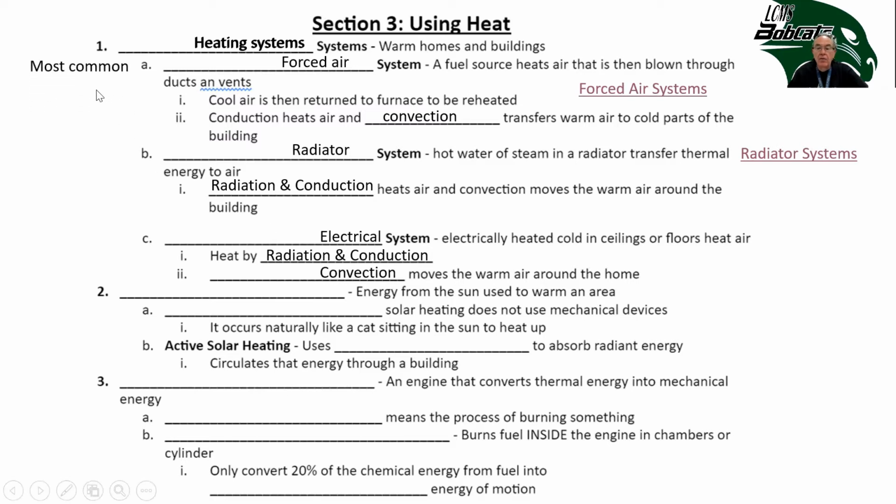Okay, the most common system is the forced air system. And then the radiator systems are very effective. They're mostly in older homes. They're expensive to install because you need a second set of plumbing to put all those things along the baseboards.